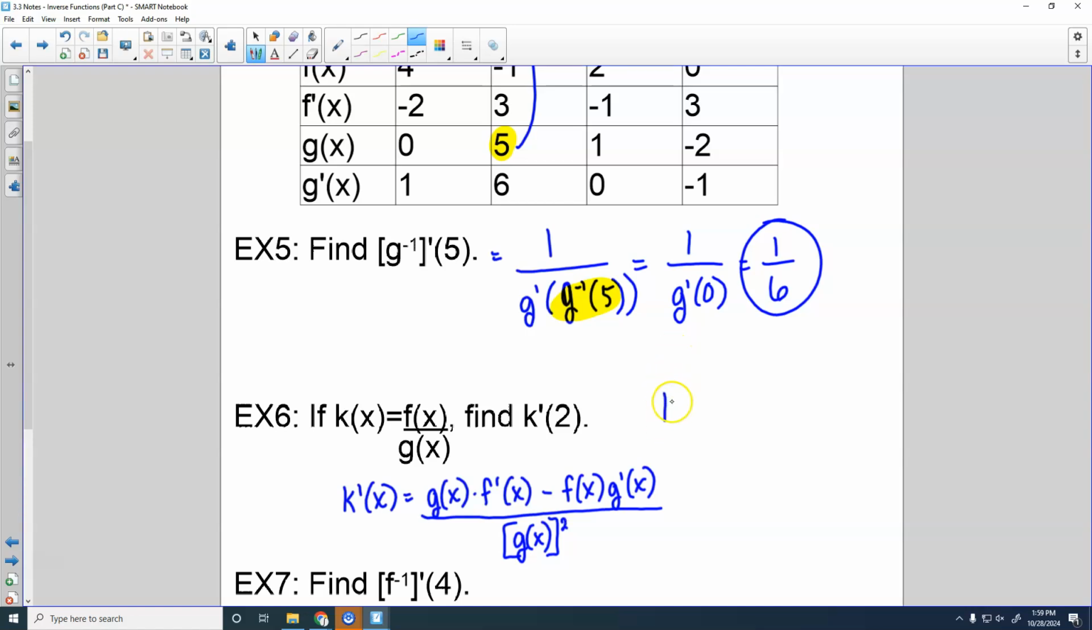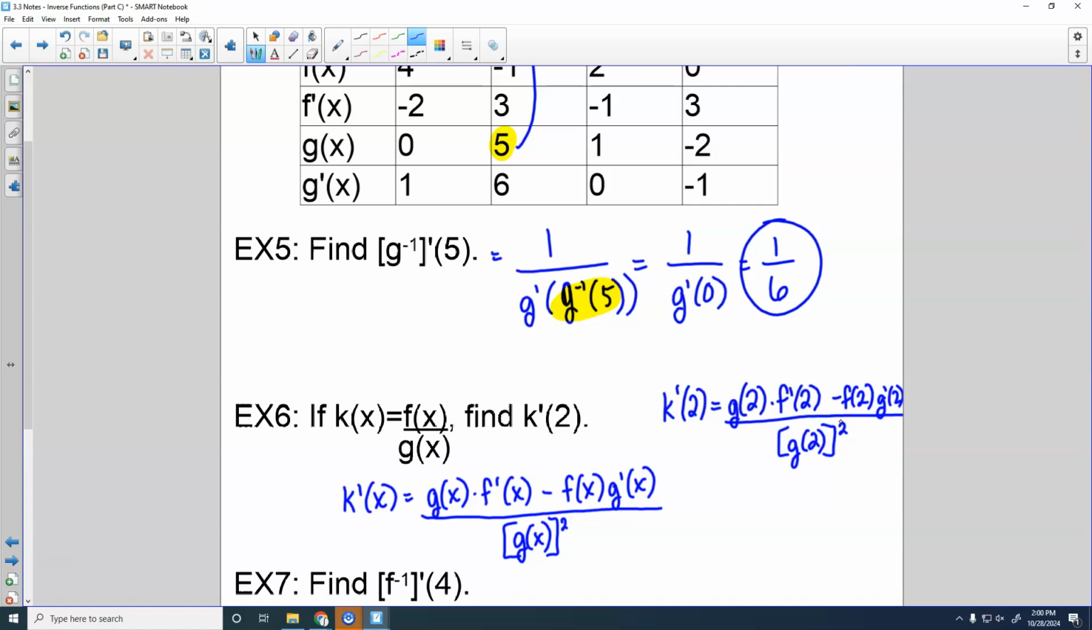So if we want k prime of 2, you are essentially just plugging in 2's for all of those x's. Now, I think on the AP exam, if you skipped straight to this, g of 2 times f prime of 2 minus f of 2 times g prime of 2 over g of 2 squared, I think you'd be okay if you wrote that part. You're just safest if you put both of them. I know it's a little bit annoying to write all of that out because we kind of like to shortcut it, but I would put both of them.